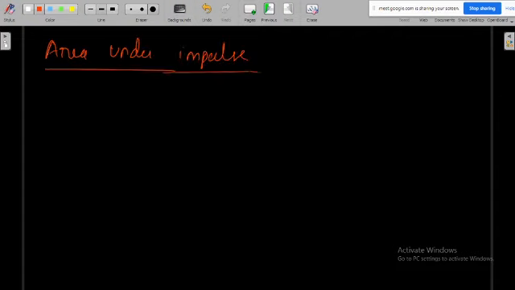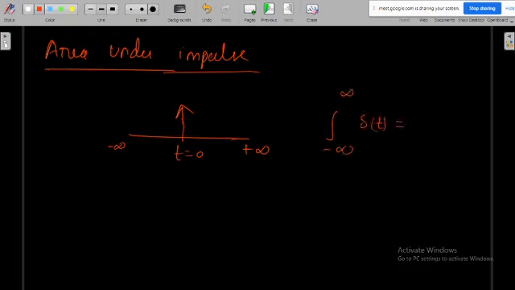First, what about the regular case? In the regular case, we will have the impulse at t equal to 0. If we do the integration from minus infinity to plus infinity of δ(t), we call it 1. The area under the impulse is 1. But what is important is whether the given impulse is within this range or not. Yes, it is in between this range.